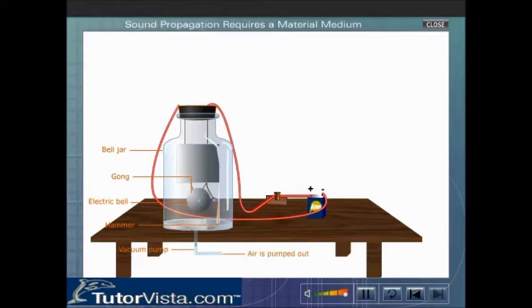Slowly the air is withdrawn from the jar by starting the vacuum pump. What happens to the intensity of sound? The intensity of sound goes on decreasing, and finally when all the air is pumped out of the jar, no sound is heard. The hammer of the electric bell is still seen striking the gong repeatedly. This clearly proves that a material medium is required for the propagation of sound.